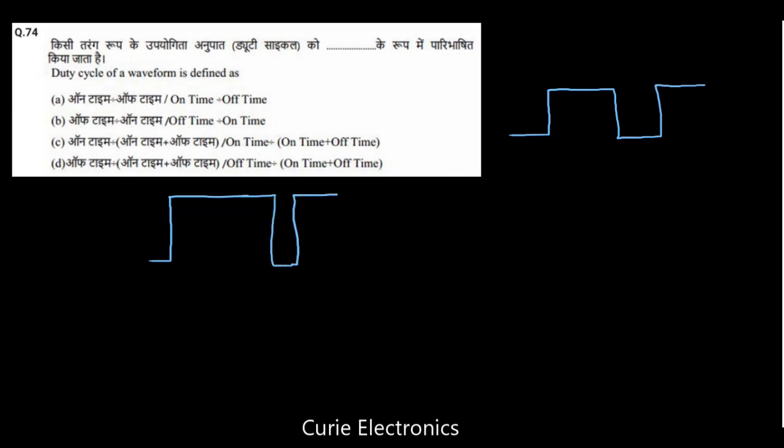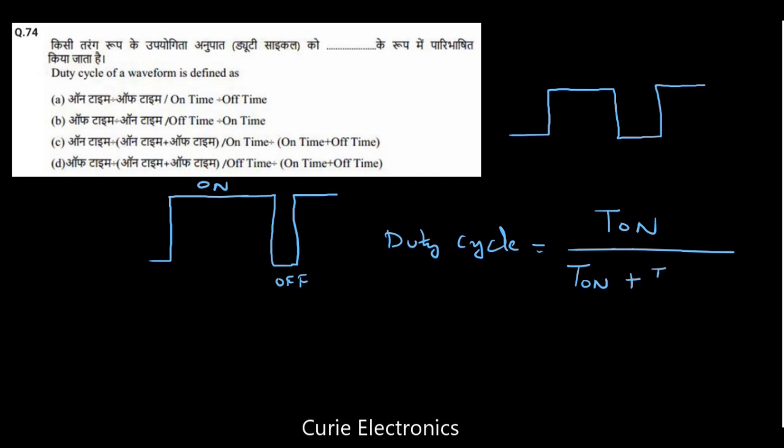So this is the on time, this is the off time. So duty cycle of this waveform equals T on upon T on plus T off. This is the equation of duty cycle. So which is the answer? T on upon on time plus off time. So option C is the right answer.